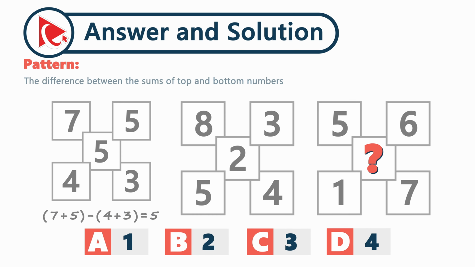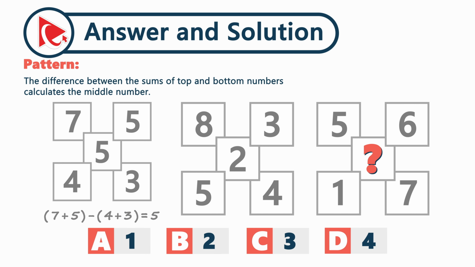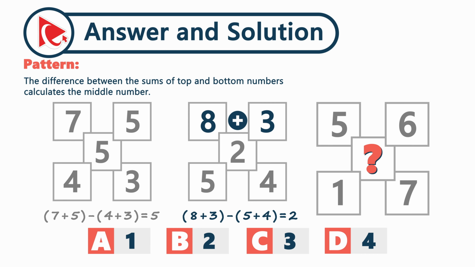And the pattern here, as you might have guessed, is that the difference between the sum of the top and bottom numbers calculates the middle number. Let's verify our hypothesis with the second shape. 8 plus 3 in parentheses minus 5 plus 4 in parentheses equals 2. And that's exactly the number in the middle of the second shape.